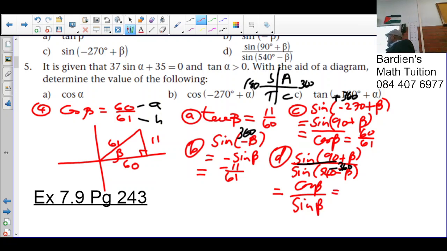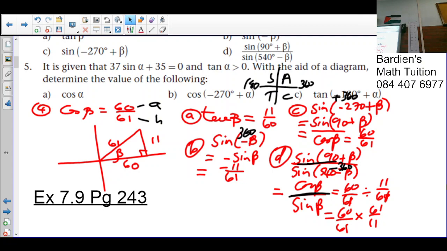Now cos, what is cos? Adjacent over hypotenuse. So it's going to be 60 over 61. Must be divided by. You all agree that this is a divide sign here, divide line? No? Divided by sine, which is 11 over 61. So it's going to be 60 over 61, multiply by 61 over 11. Now what? 61's cancel. So it leaves you with 60 over 11.